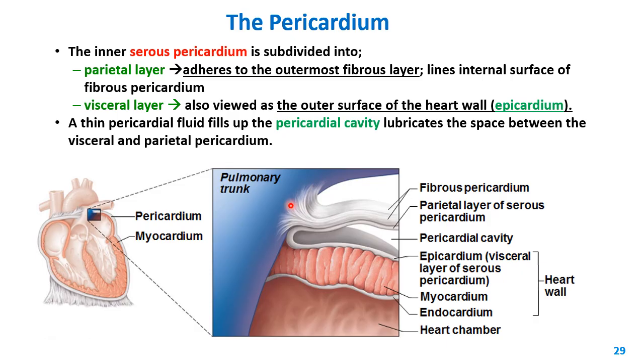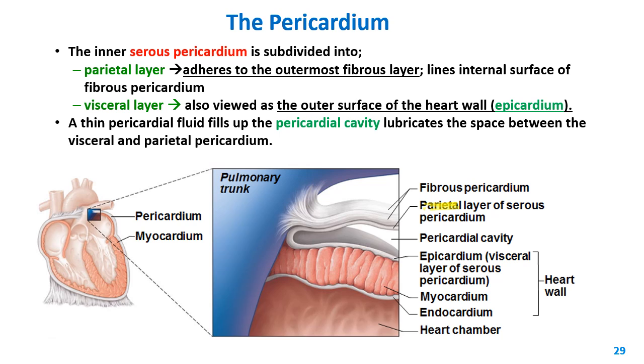So top layer here, you see this is the fibrous pericardium. Right under the fibrous pericardium, you're going to have this double sac layer. Okay, so this double sac here, you have the part that connects with this fibrous pericardium, and this part here is called the parietal layer of the serous pericardium.